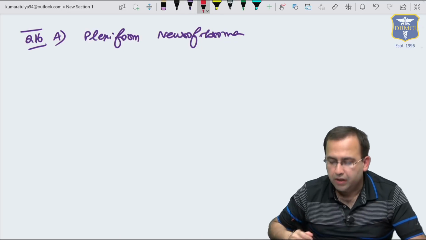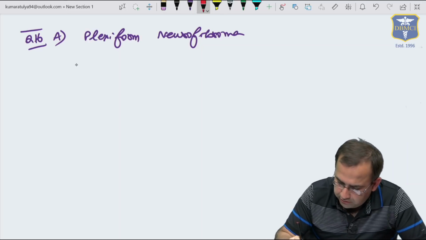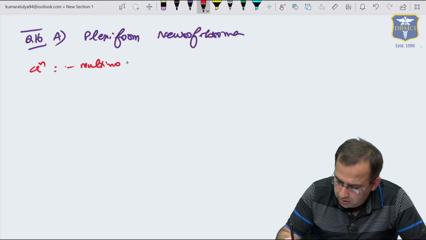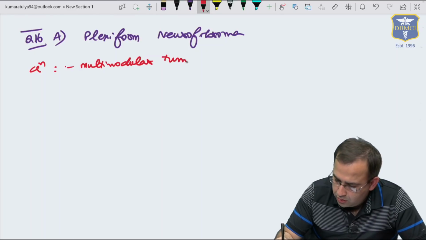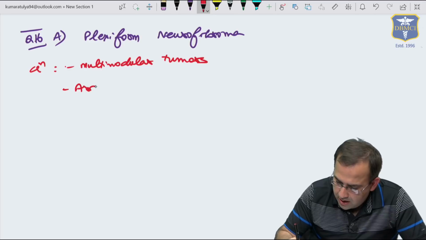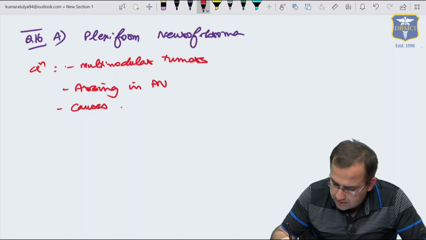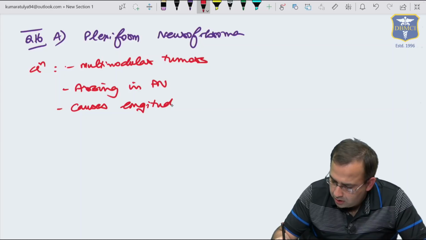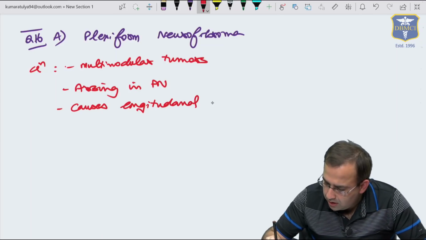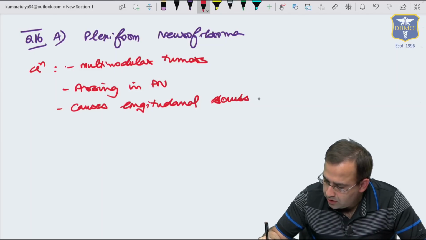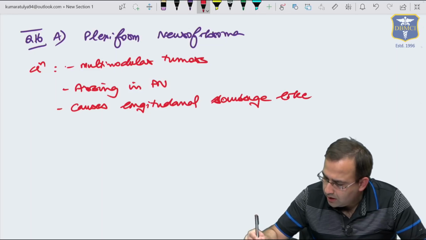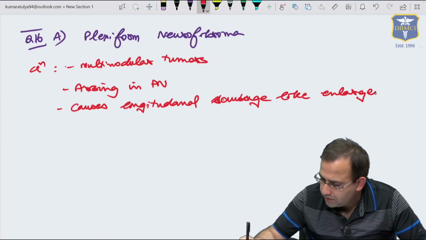Plexiform neurofibroma clinically shows multinodular tumors arising in peripheral nerves, and causes longitudinal sausage-like enlargement of peripheral nerves.